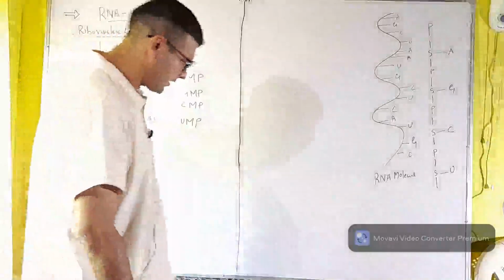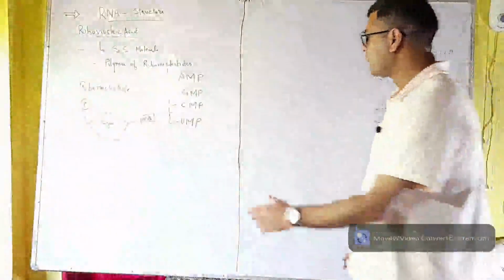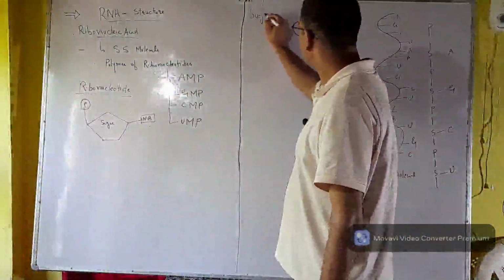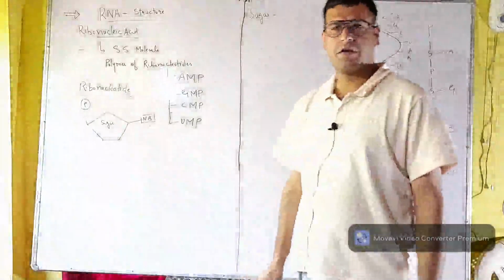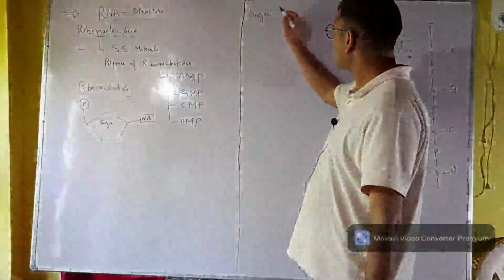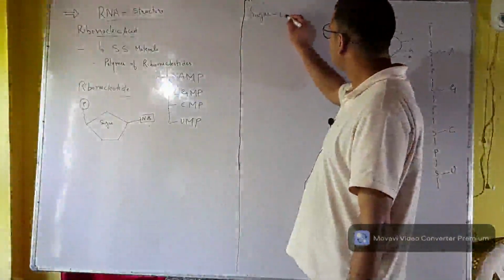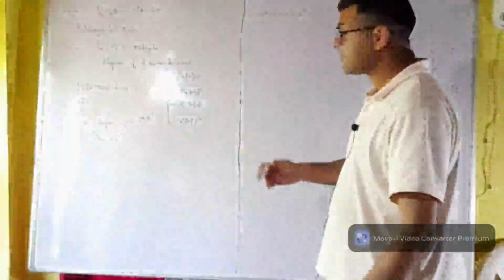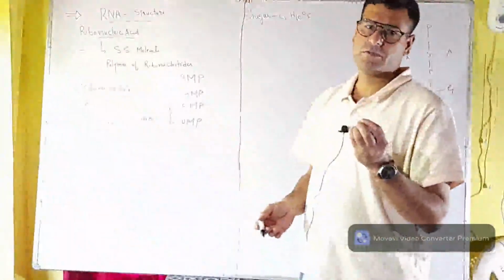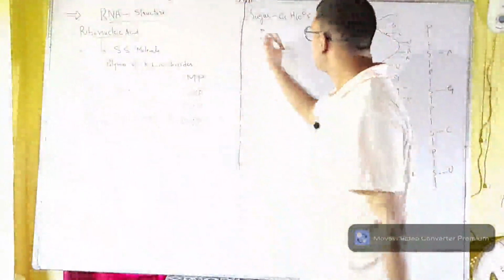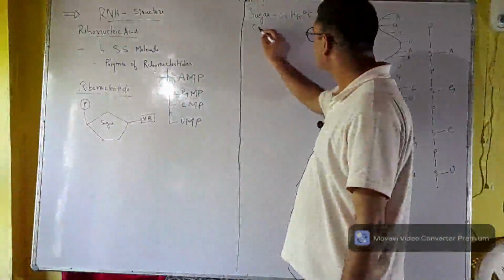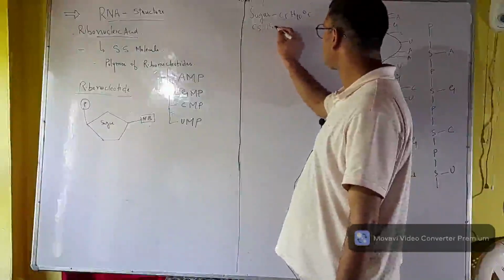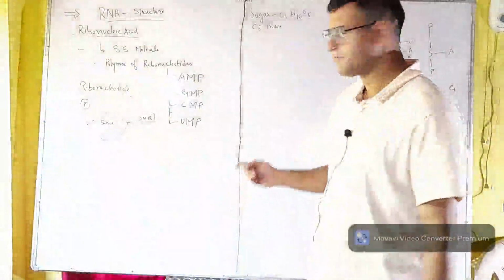We'll discuss these components one by one. First we'll take the sugar. This is sugar. The sugar present in RNA is ribose sugar, C5H10O5. And which type of sugar is it? It has 5 carbon atoms. So we can say that it is a pentose sugar.